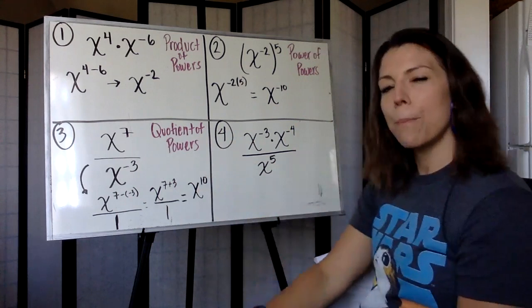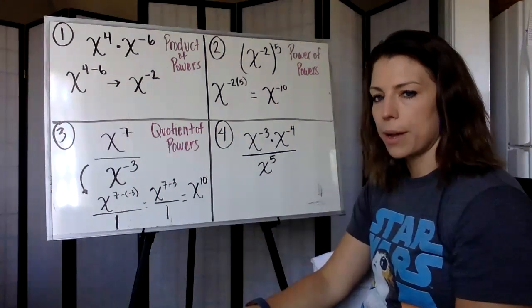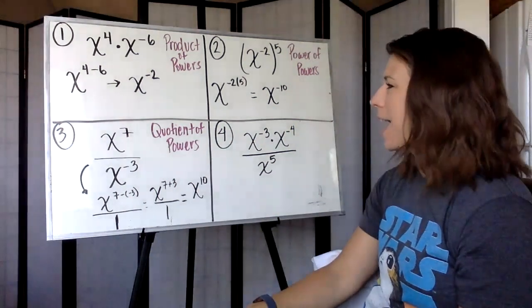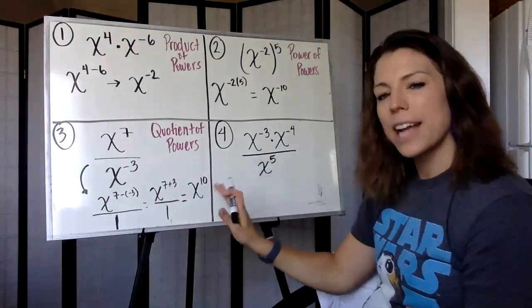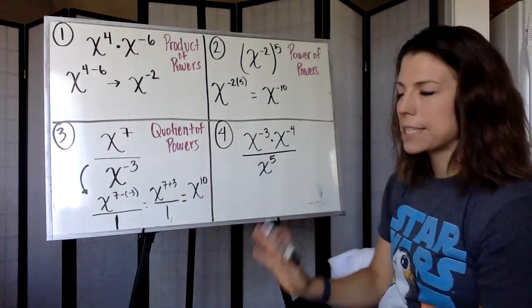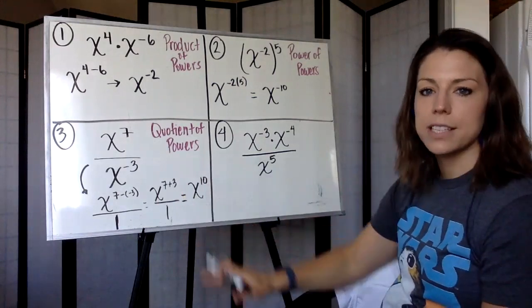Now, I feel better about this example. I don't know about you. Why? Because my answer has a positive exponent. I like the positives. I don't like the negatives. But for now, we'll leave it until the end of the video.